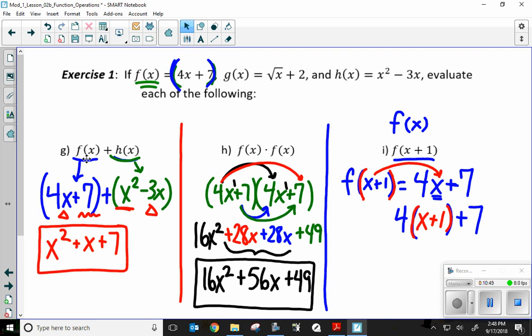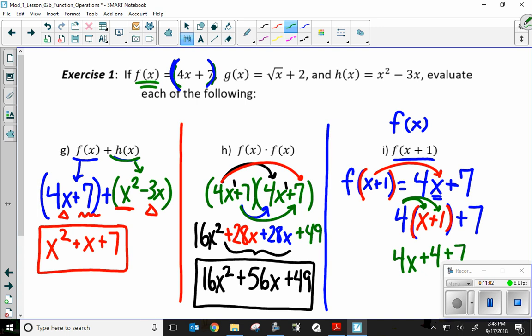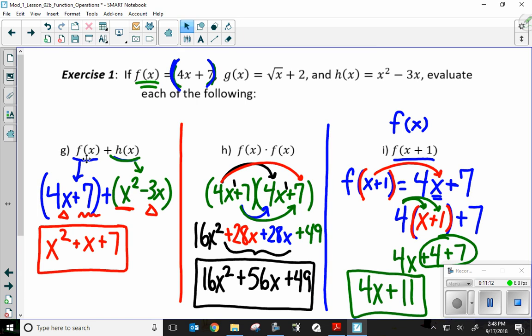Now it's just a matter of distributing and combining. 4 times x is 4x. 4 times 1, that's 4, plus 7. The only thing I can combine are these here. So it's 4x plus 11. And there you go.